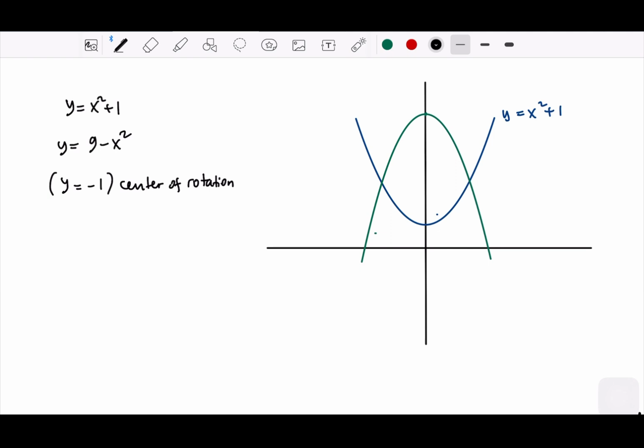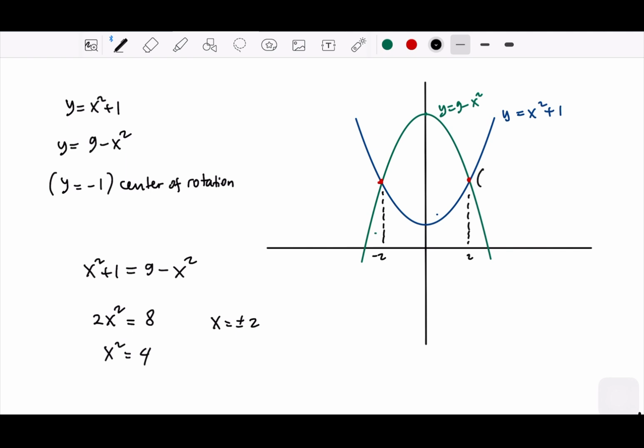Okay, so the first thing is finding the intersections of the two curves. So x squared plus 1 equals 9 minus x squared. So 2x squared is 8. So x squared is 4. So x is plus or minus 2. So this will be 2, and this will be negative 2. Okay. And then the points (2, 5) and (negative 2, 5), like that.